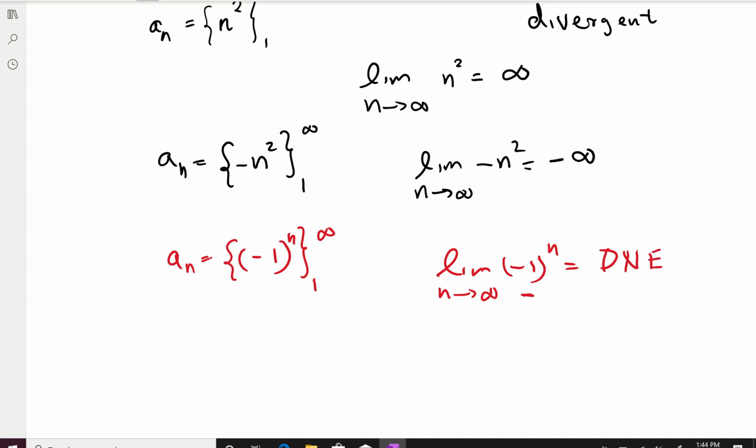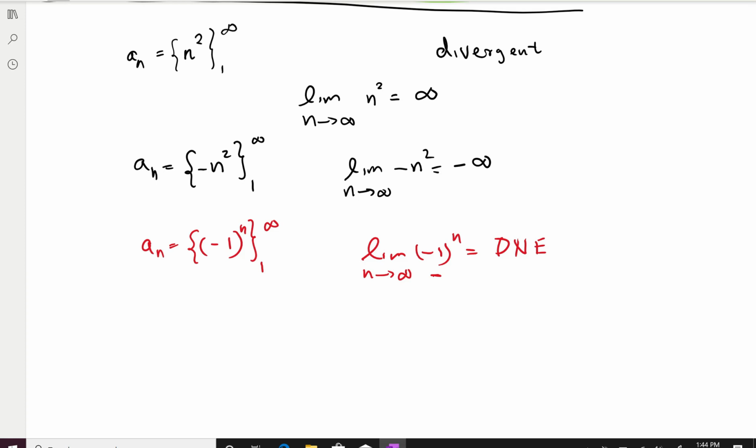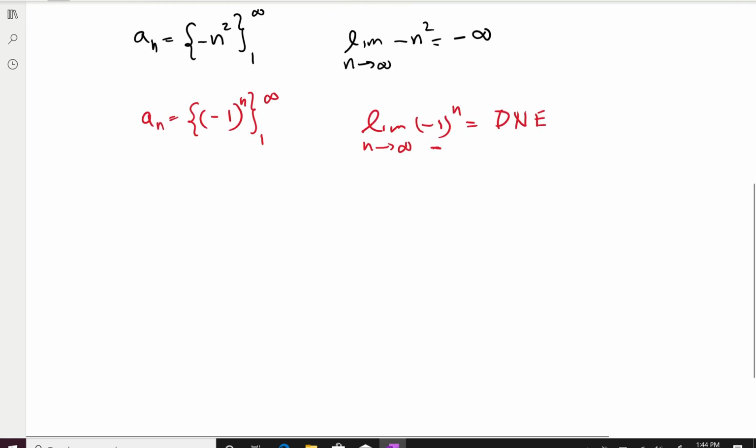Still, this is divergent, because the limit does not exist means this sequence is not approaching one real number. Remember, the limit has to be unique. It just needs to be one number. You cannot say the limit is 1 and negative 1. No, it has to be 1. In this case, there's no limit. So another divergent example.